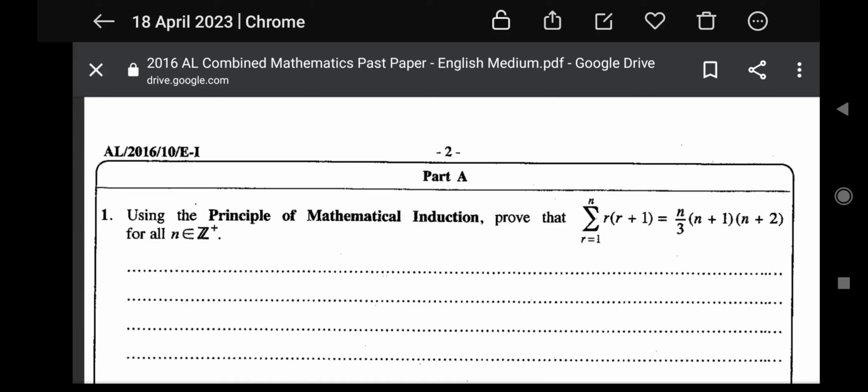Okay, today the question is about the principle of mathematical induction.